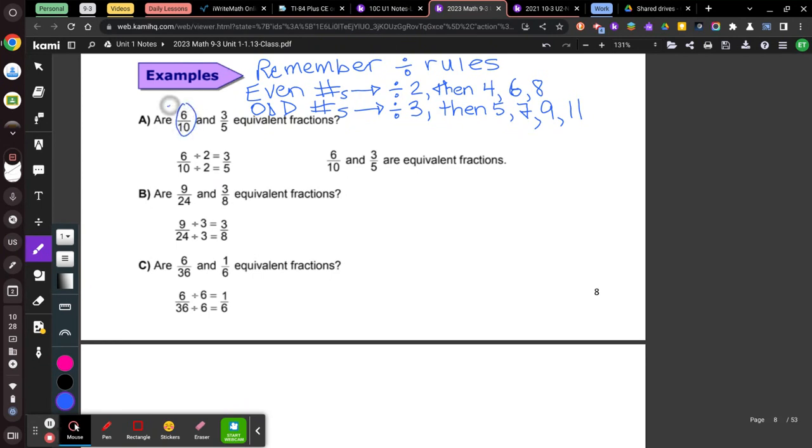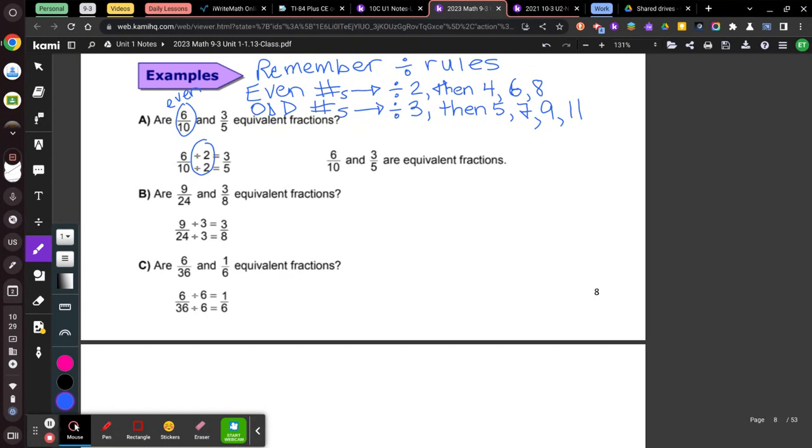Okay, so they're showing us all of these. These guys are both even, so they started dividing by 2. Whenever you've got one number even and one number odd, that's when you have to go with odd number division. So if both numbers are even, divide by 2. Both numbers are odd, divide by 3. If you've got one of each, an even and an odd, you can't go with even numbers. You got to start with the odd numbers.